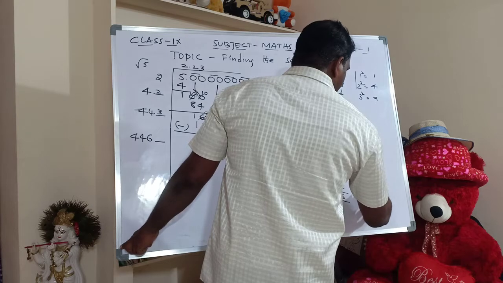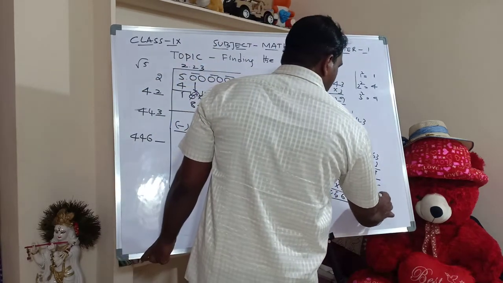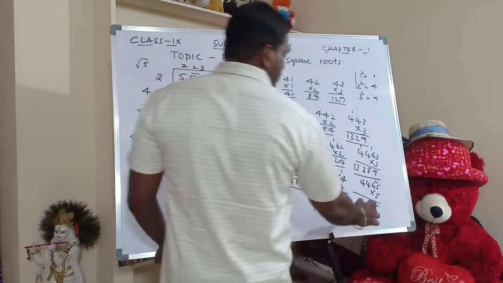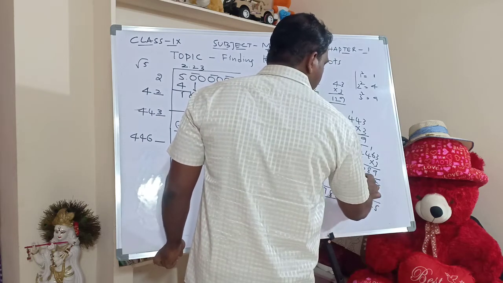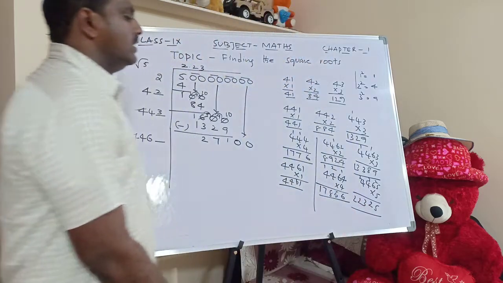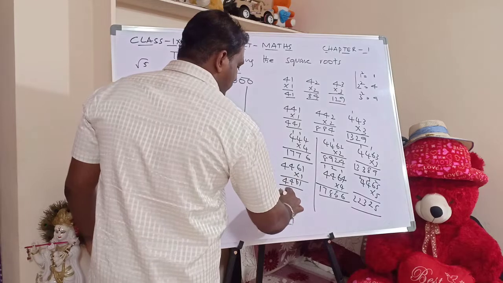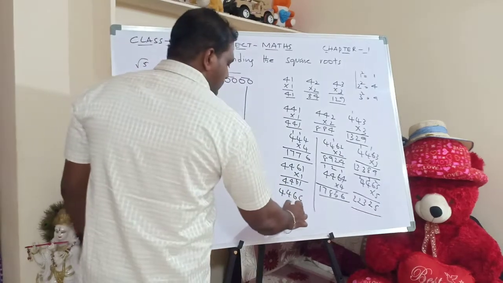Then still 4465 into 5. So 5 5s are 25, 5 sixes are 30, 32, 5 4s are 20, 23, 5 4s are 20, 22. 22,325. Still I will check one more number, 4466 into 6.